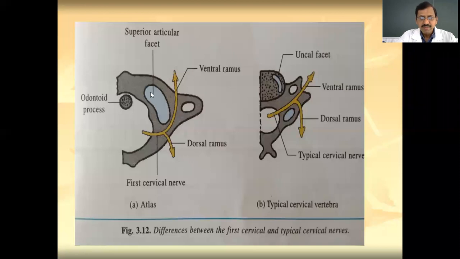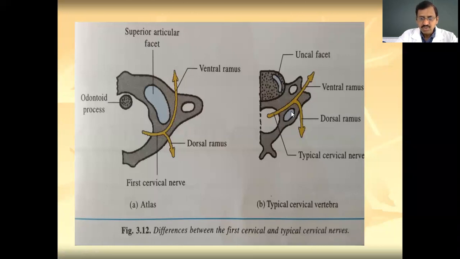Why? Because in the atlas and axis there is no vertebral body, but here there is a vertebral body. Usually in between the vertebral bodies of two adjacent typical cervical vertebrae, there are three joints. First, in the middle there is a secondary cartilaginous joint, and on both sides there is an uncovertebral joint. Here, because there is no body, the uncovertebral joints and the superior articular facets fuse together and form the superior articular facet. Here you see, this is the uncinate facet, and the nerve is passing behind the uncinate facet, but in front of the superior articular facet.